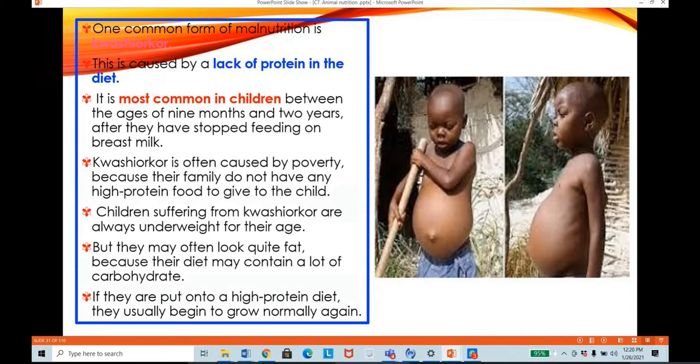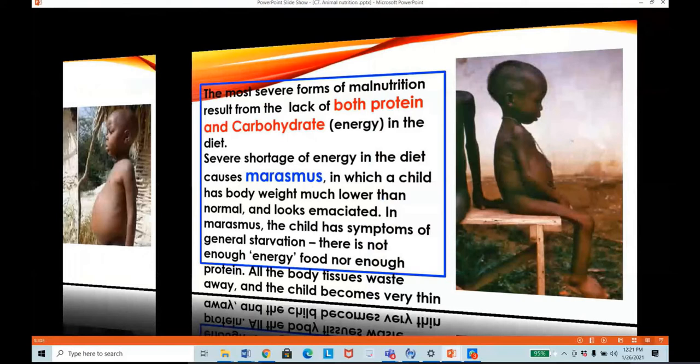Perfect. So Sarah, can we call it only a protein deficiency disease, or is it a protein plus carbohydrate deficiency disease? Protein, I think. It is a protein deficiency disease. Thank you so much, Sarah.